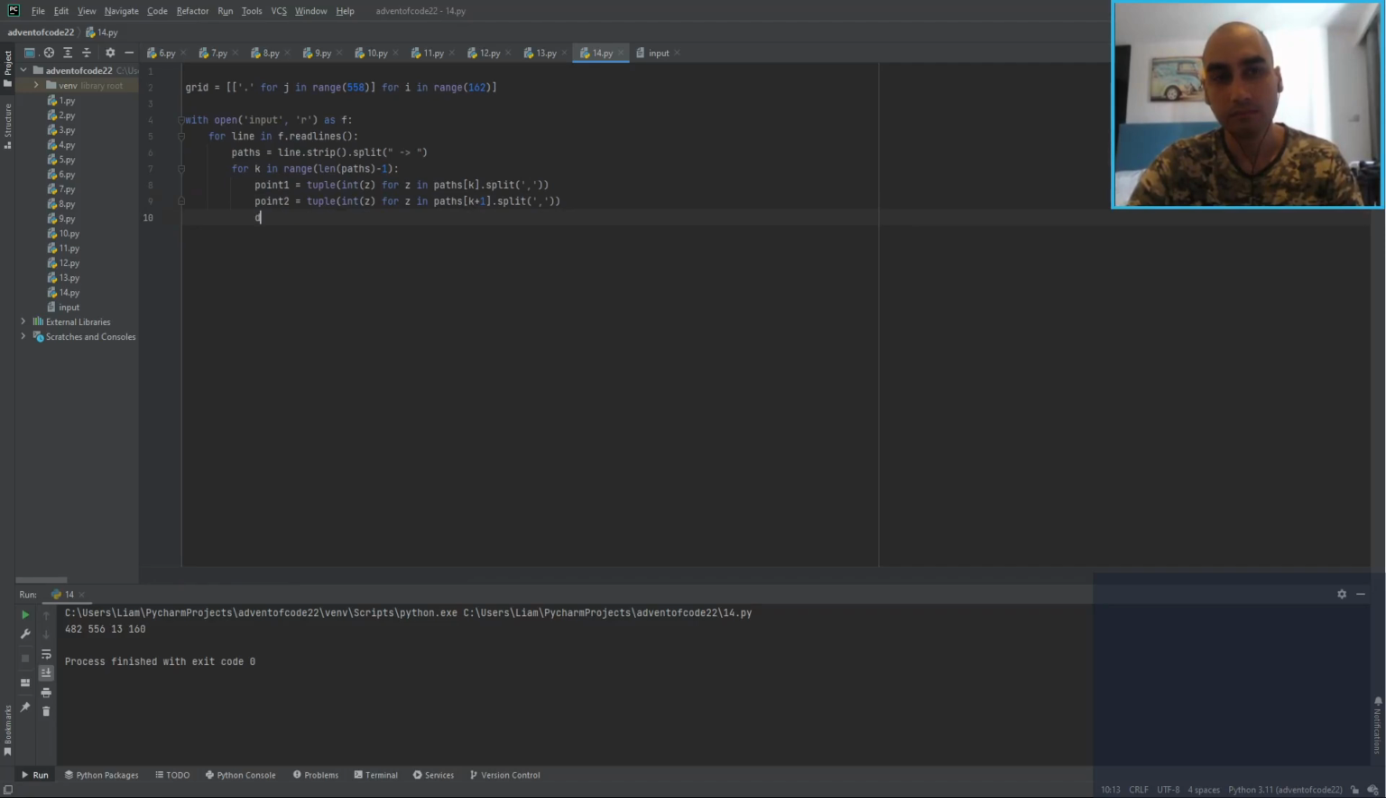Delta x, so we want to work out the difference, equals p2 x minus p1 x. Delta y equals p2 y minus p1 y, that's the difference. One of those is going to be 0.